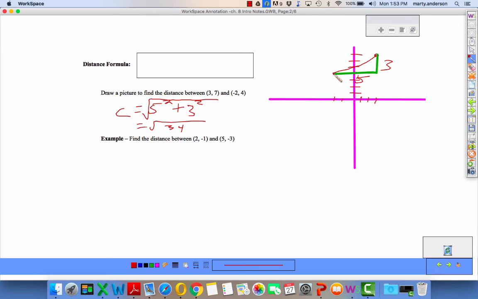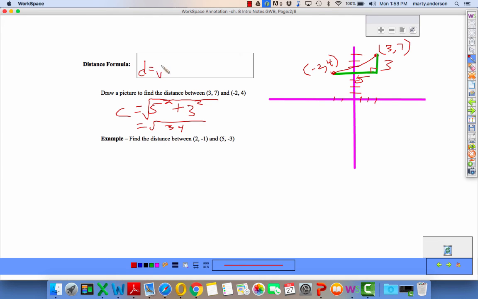But remember, what did we really do to get these points? I had negative 2, 4, and I had 3, 7. Where did the 5 come from? I subtracted 3 minus negative 2. I subtracted the x values and squared it. That's where we got the distance on the right triangle. Then I subtracted the y values, 7 minus 4, and I squared it. So my distance formula is really the Pythagorean theorem on a coordinate plane.